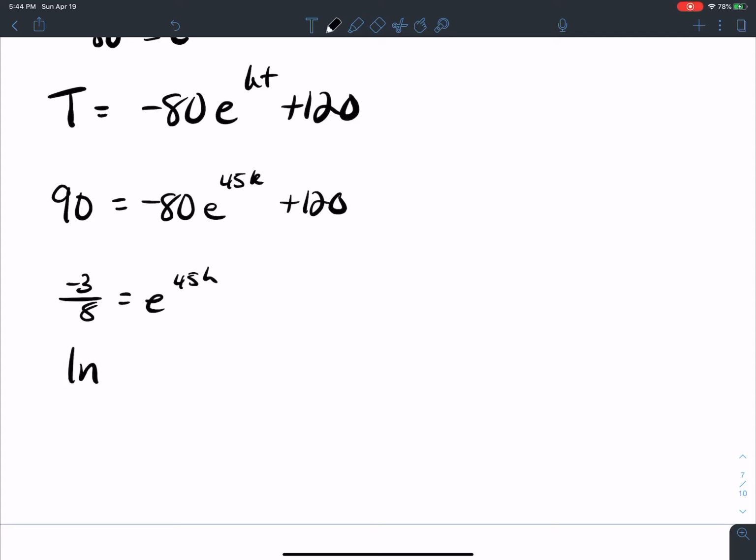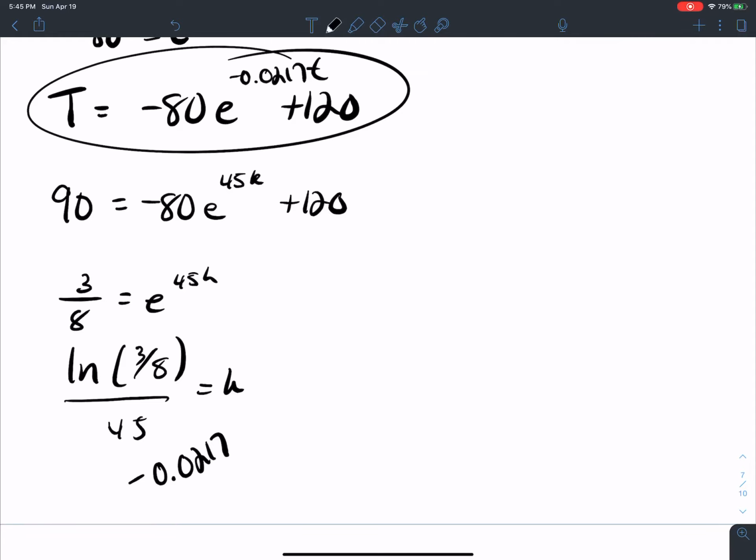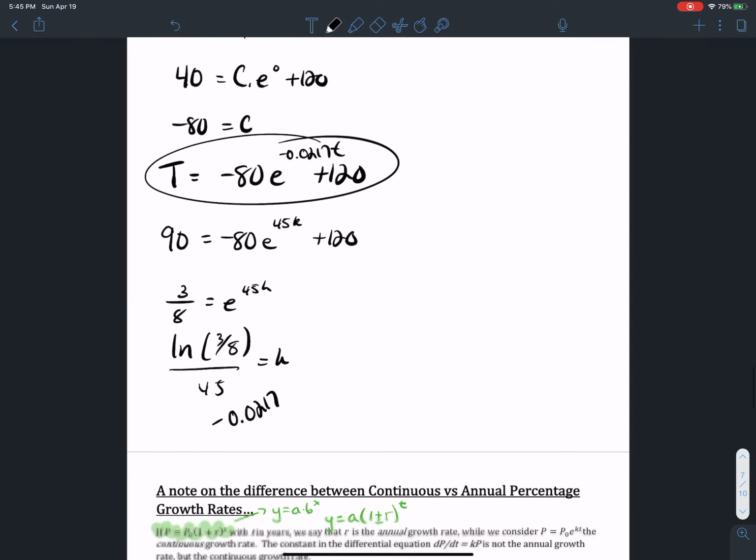So the natural log of 3/8 over 45 would be our K value. So the natural log of 3/8 divided by 45. If we needed to approximate that, negative 0.0217. So again, I'm just going to rewrite that here. So this is the model for that 120 degree oven. We can use that model now to know something about our 100 degree oven.